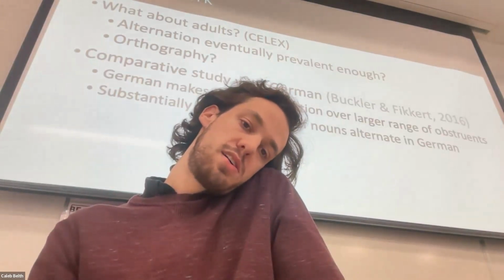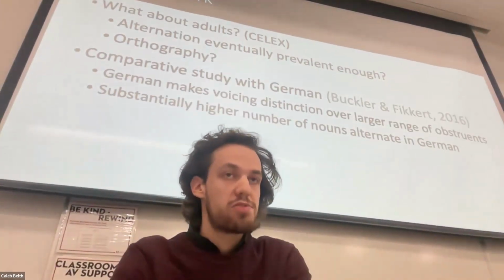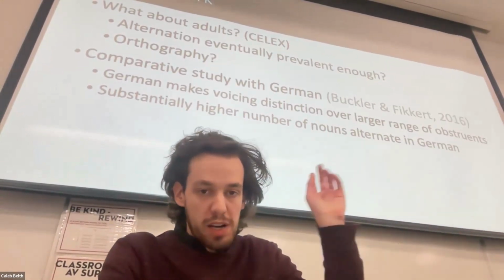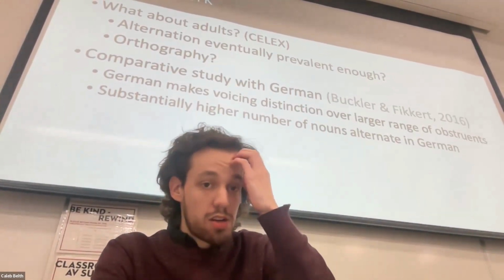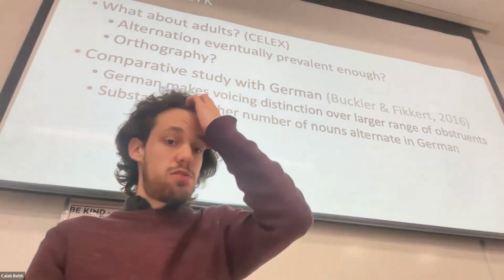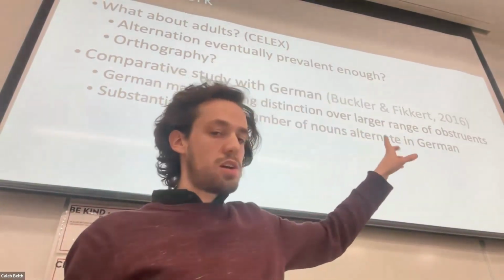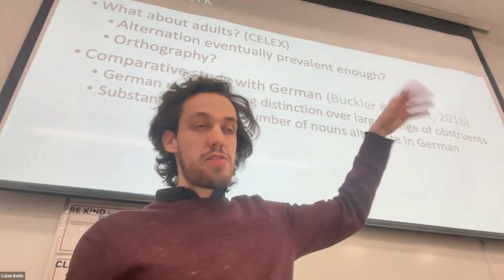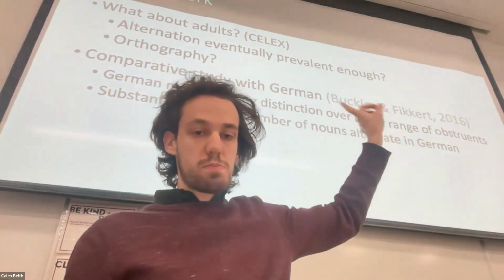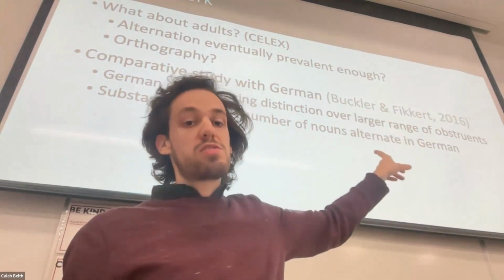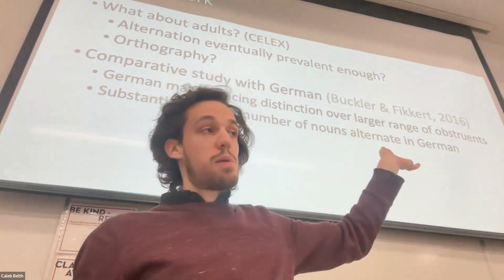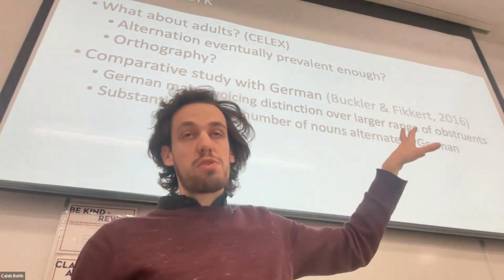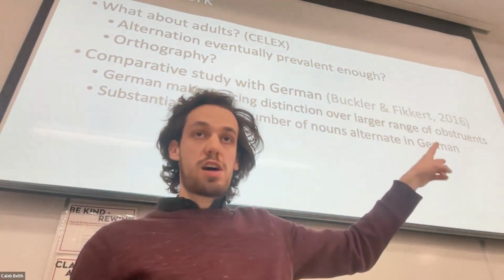And then the other direction would be to look at a comparative study with German, which I'm quite interested in. This was inspired by a paper by Buckler and Fickert, because German makes the same voicing distinction. It has the same sort of voicing alternation as Dutch, and they're genetically quite closely related languages. But German makes a voicing distinction over a larger range of obstruents, and in corpus studies, a substantially higher number of nouns alternate in German than in Dutch.